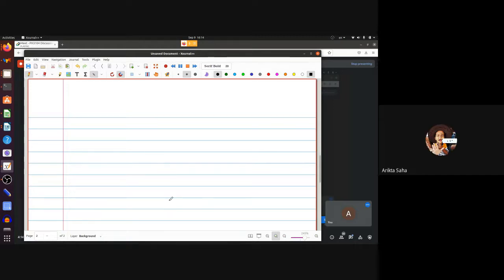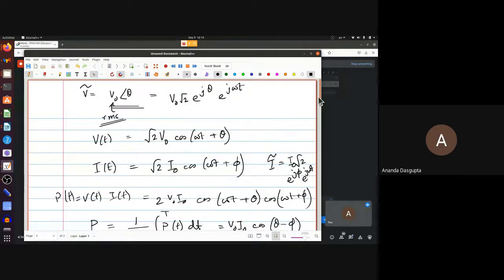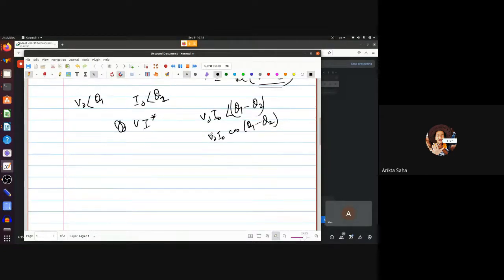Sir, can you go to the previous page? Yeah, where do you want me to start? Sir, at last, where you're writing at last. Sir, this thing here, it won't be divided by 2.